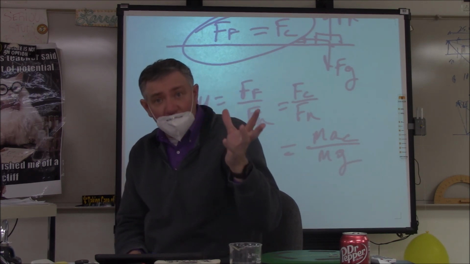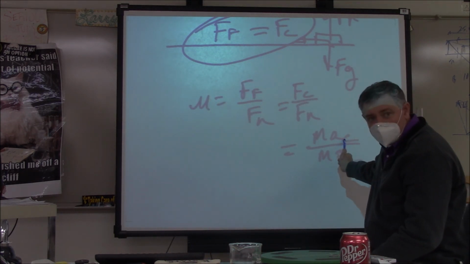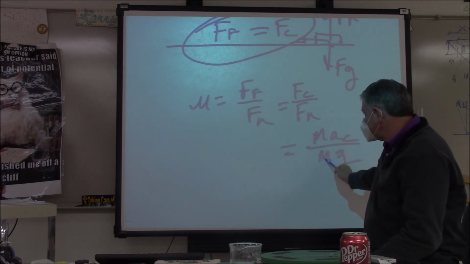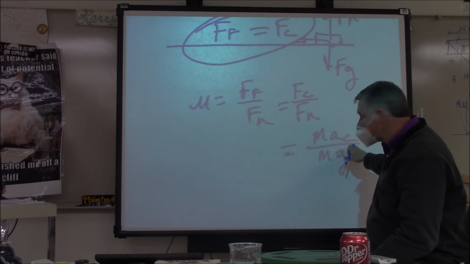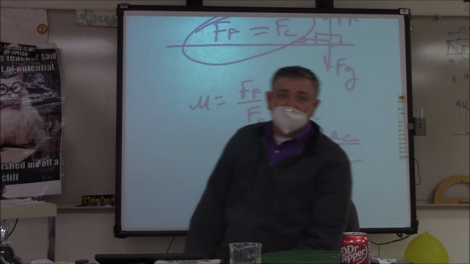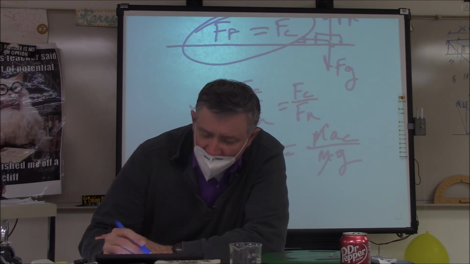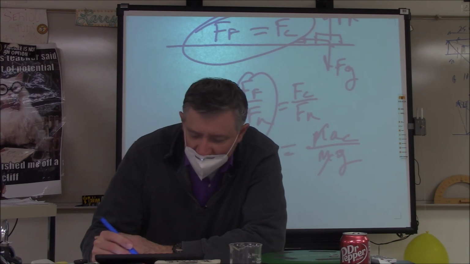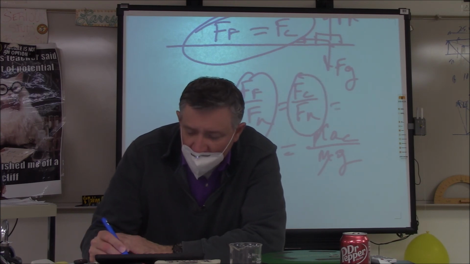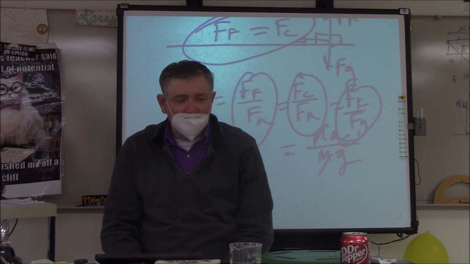So depending upon what you have, if you know what the centripetal acceleration is, these masses actually cancel out, and it's a ratio of just your centripetal acceleration to your gravitational acceleration. So there's a couple of ways you can look at it. It's force friction over force normal, which is going to be centripetal force over force normal, which is going to be centripetal force over Fg. Okay? Got it. Good? All right.